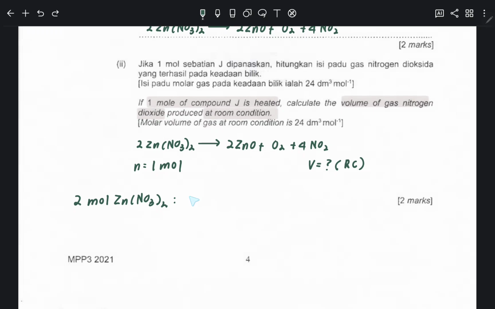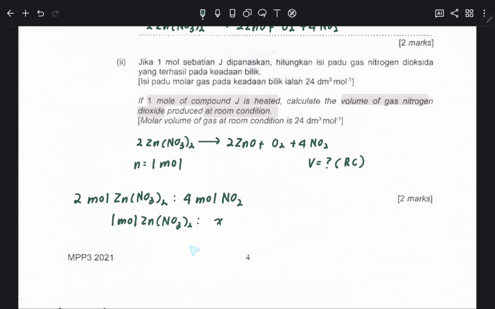Okay, so that's your first issue. 2 is equivalent to 4 mole of NO2. Then in the lab you have only 1 mole Zn(NO3)2. Then how much NO2 do you have? Calculate. So 1 times 4, you just do cross multiplication. So 2x equals 4, then x equals 2 mole of NO2. But this is the number of moles of your nitrogen dioxide in the lab.